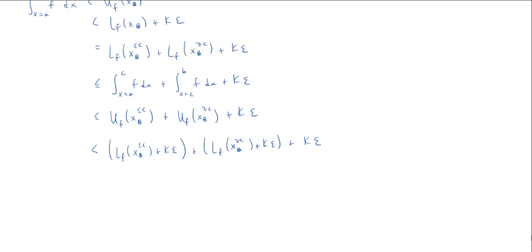Okay, but we can put this all together now. I have a lower sum for x less than or equal to c, and the lower sum for x greater than or equal to c. I put those back together as the lower sum of x. And then I have 1, 2, 3 k epsilons. Okay, but now this lower sum is less than or equal to the integral, because lower sums are always lower estimates, right?